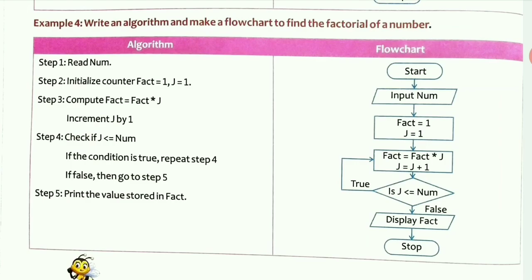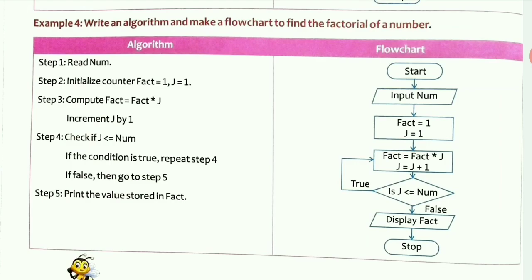So every time you have to go to step 3, calculate the factorial, and then increase the value of j by 1, and go to step 4. Again step 3, 4, till the condition is true. And once the j becomes equal to the number, you have to go to step 5, and step 5 will be print the value stored in fact, and that will be the factorial of the number.